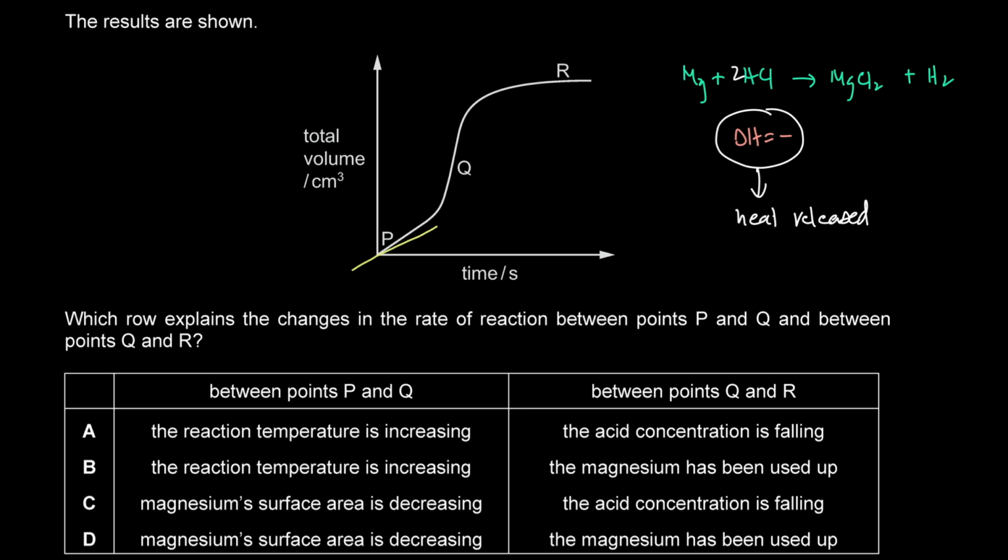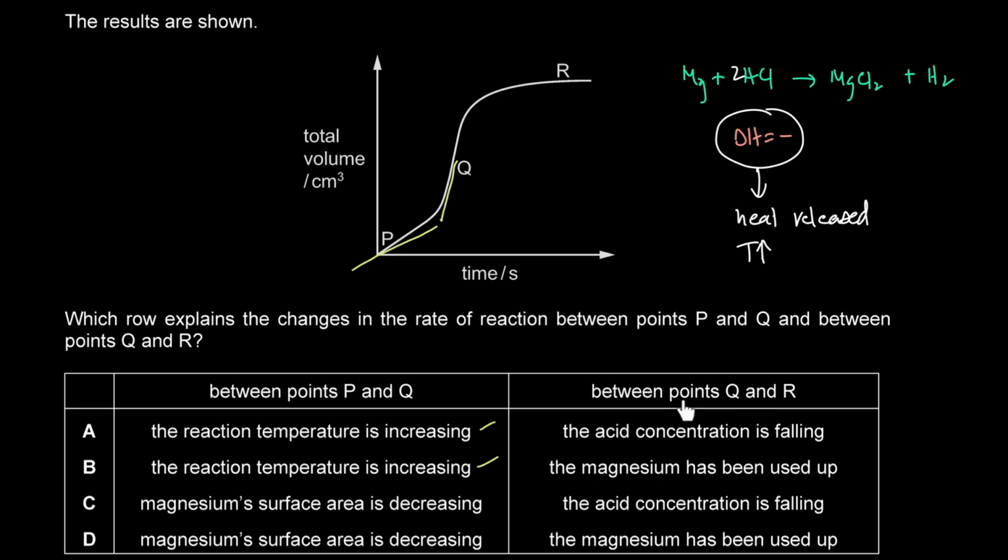The reason why is because as heat is being released, it increases the temperature of the surroundings, or the temperature of the contents of the container, right? And because of this increase in temperature, we see an increase in rate as the reaction proceeds. So the increase in temperature explains why the graph is becoming steeper between points P and Q. Okay, so the reaction temperature is increasing. Despite the concentration of the HCl decreasing and the amount of magnesium decreasing, the rate is increasing because of an increase in temperature.